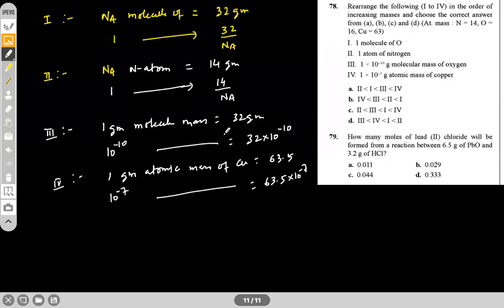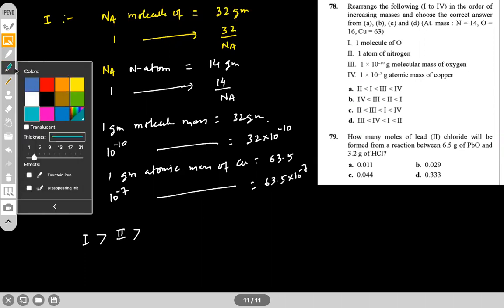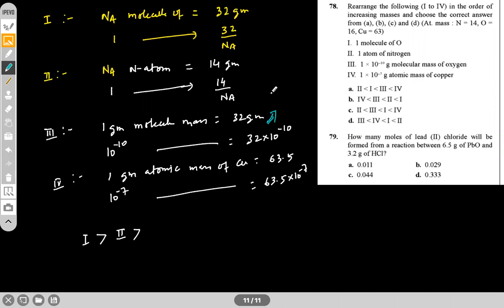Right. So in the order you see here, one will have the maximum, then we'll have 2, 3 and 4 if you compare. With 10 to the power minus 7, we can also write it as 0.032 into 10 to the minus 7. So obviously this value is more, then we have 4, and then we have 3.